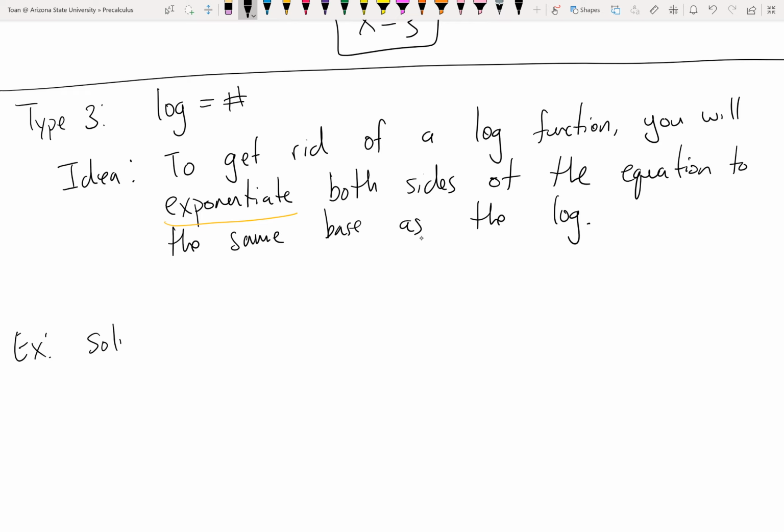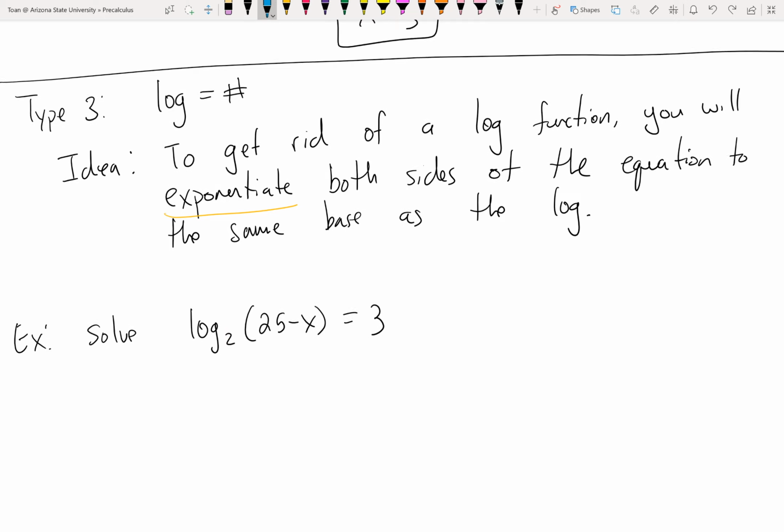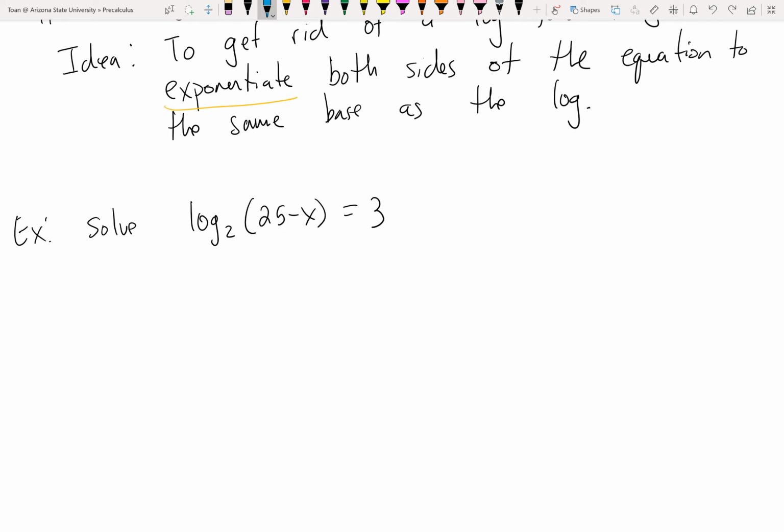Suppose I ask you to solve log base 2 of 25 minus x equaling 3. So this is a log equals a number problem. Since I see that I have a base 2 here for the log, we're going to exponentiate both sides of the equation to base 2. So I'm going to start with the regular base 2, and then this log base 2 of 25 minus x becomes an exponent. Notice how I pushed them up into the exponent. Of course, what you do to one side, you've got to do to the other side. So I'm going to push the right-hand side up into the exponent.